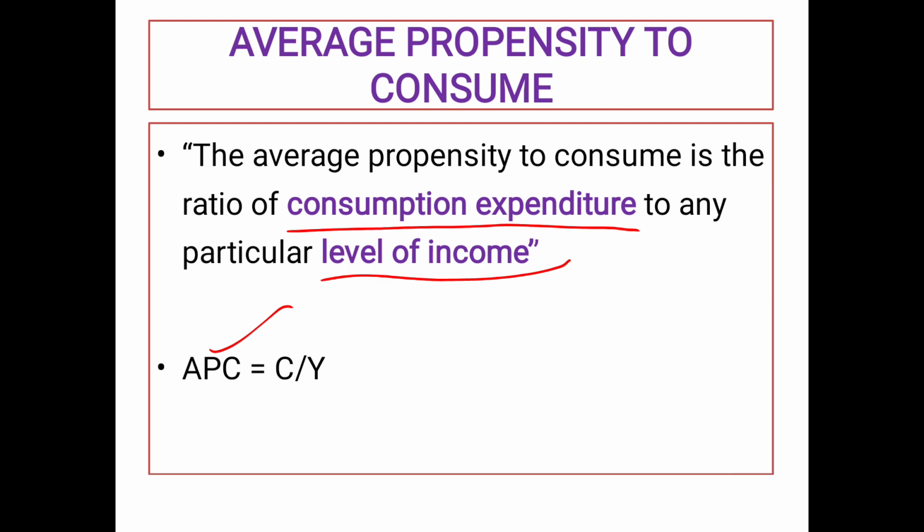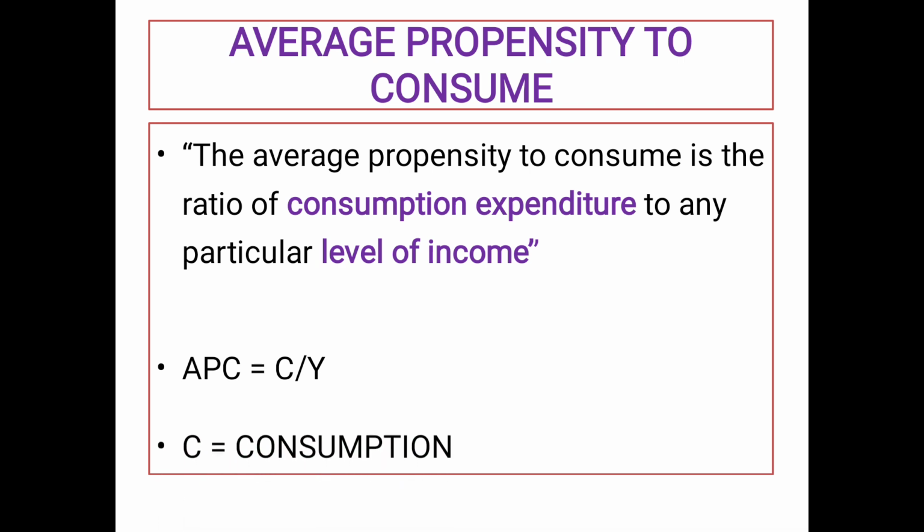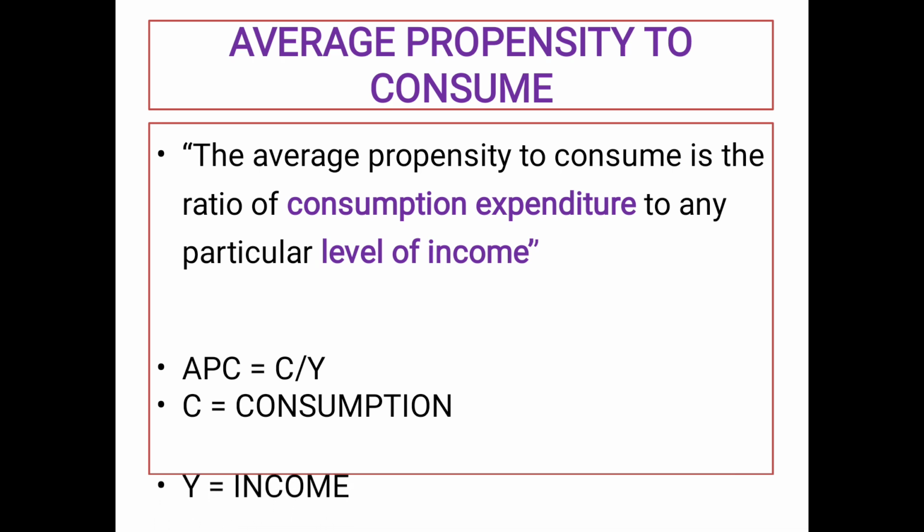APC is equal to C by Y. The last word is C, that you put in the denominator because that is standing for consumption. Y always stands as a denominator because income is a very important concept for calculating anything in life. Okay, for that income is essential. So this is about average propensity to consume. So C stands for consumption, Y stands for income.